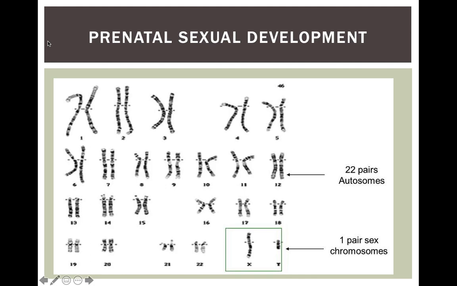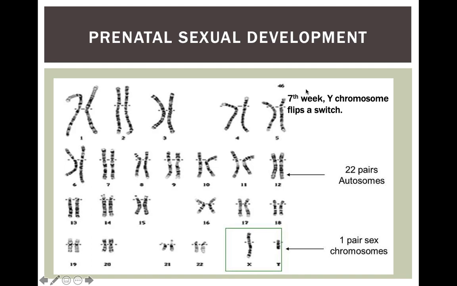So to begin, we're going to start at the very beginning: fertilization from the sperm and the egg. When this occurs, we start to see the combination of chromosomes. So you have 46 chromosomes in total. Half of those come from your mother and half of them come from your father. So 23 and 23.